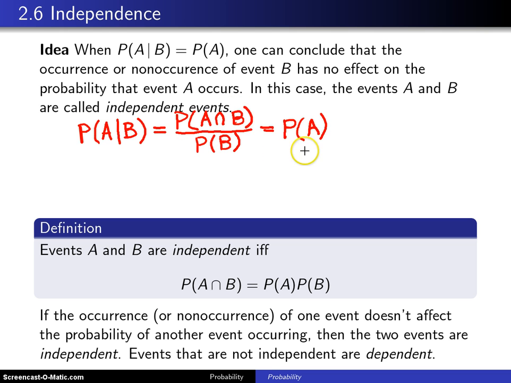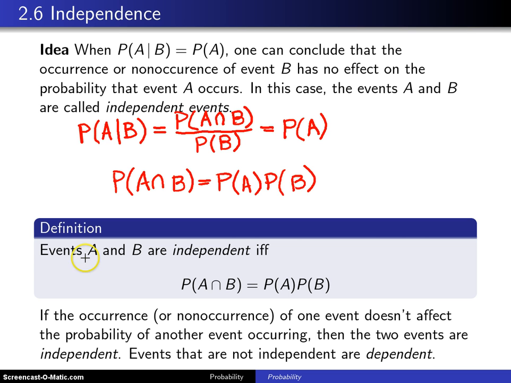Now, if you take the right-hand equality here and simply multiply both sides by P of B, you get the probability of A intersect B is equal to P of A times P of B. And that equation right there is the basis for the following definition. Events A and B are independent if and only if the probability of A intersect B is equal to the probability of A multiplied by the probability of B.